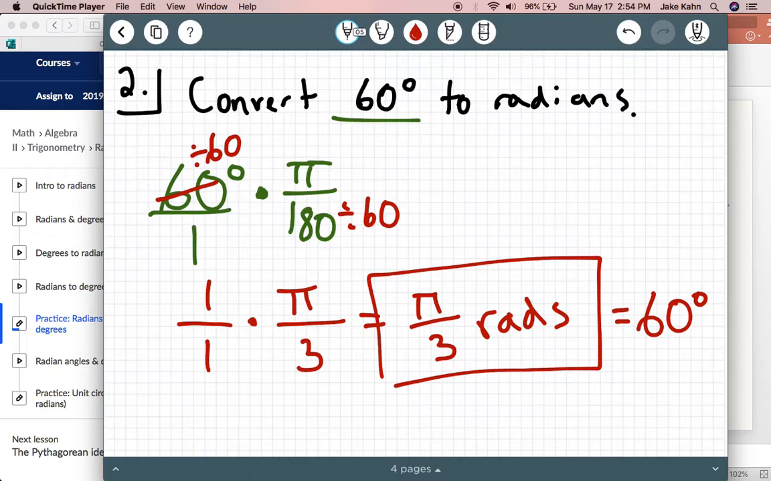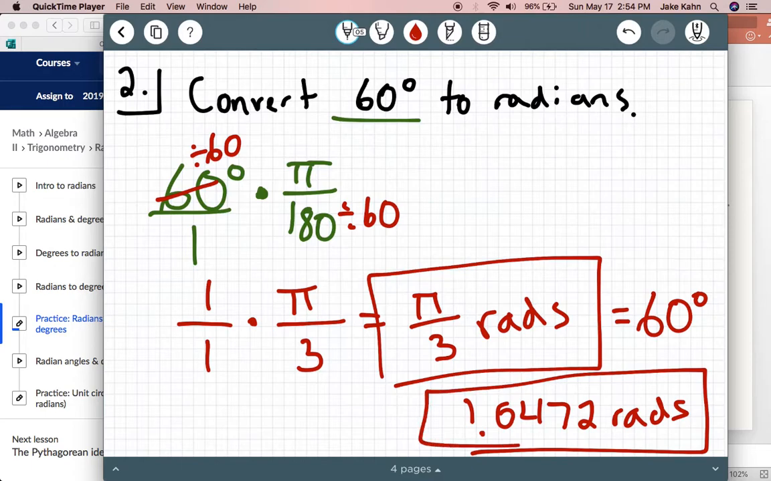If you wanted a decimal approximation of this, not saying that you would, but you could plug in pi divided by 3 in your calculator, and it gives you 1.0472 radians. I don't think Khan Academy will ask you to do that, but I may ask you to do it once on the classwork.